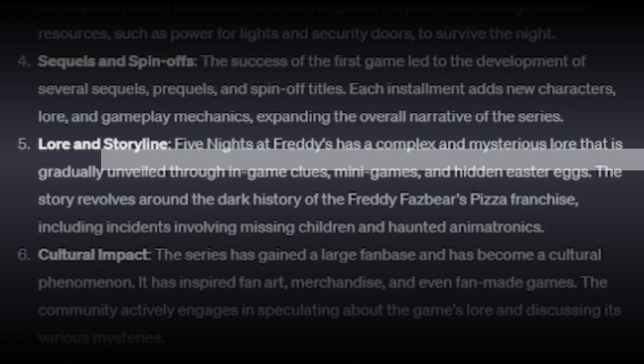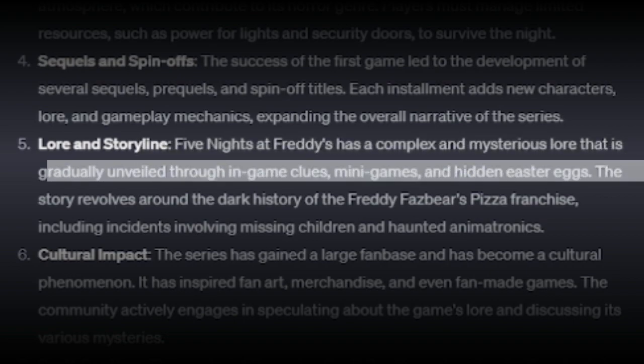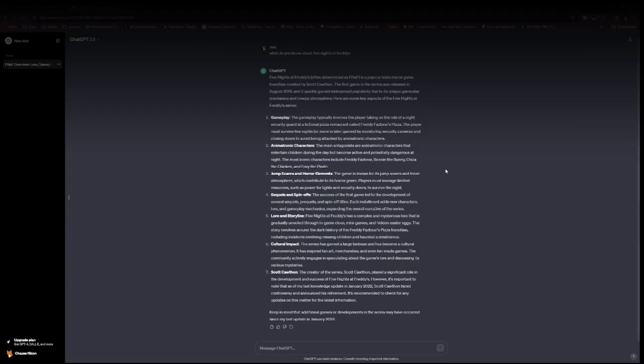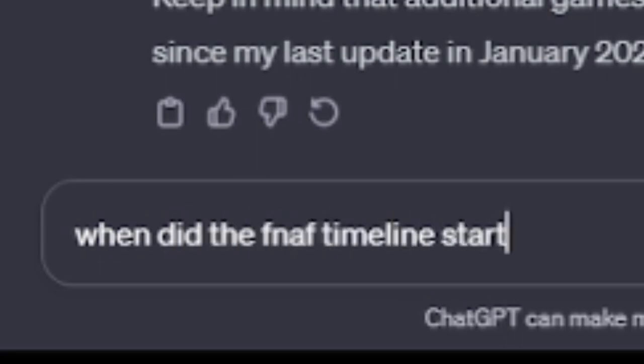Five Nights at Freddy's has a complex and mysterious lore that is gradually unveiled through the game, through in-game clues, mini games, and blah, blah, blah. That we can't use that. When did the FNAF timeline start?